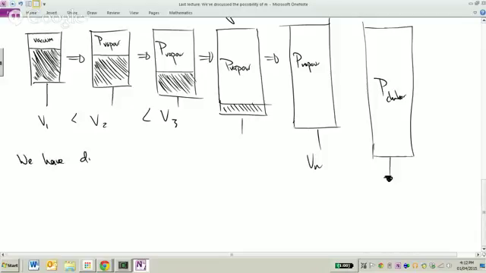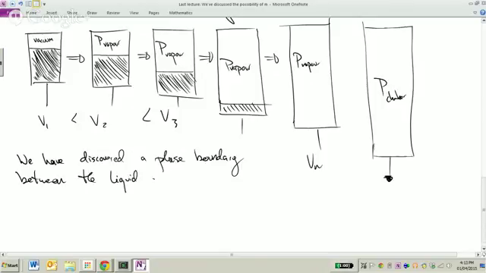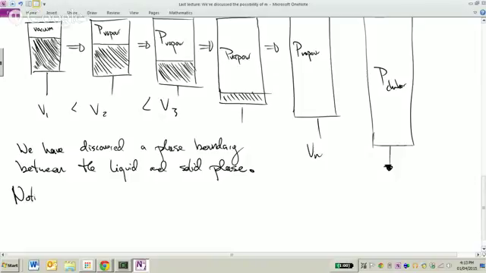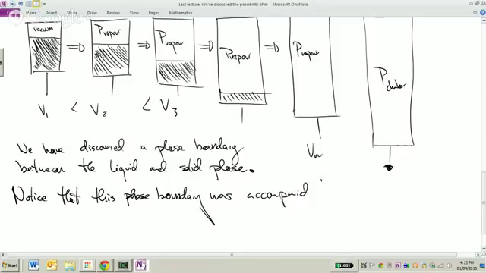So we have discovered a phase boundary between the liquid and solid phase. Okay. Notice that this phase boundary was accompanied by a flat region in the equation of state.